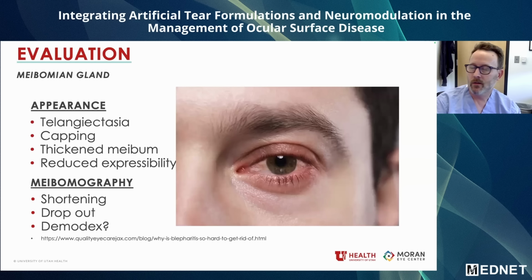I think that this is a very telling picture. This is someone with meibomian gland deficiency. You see those telangiectasia along the eyelids.